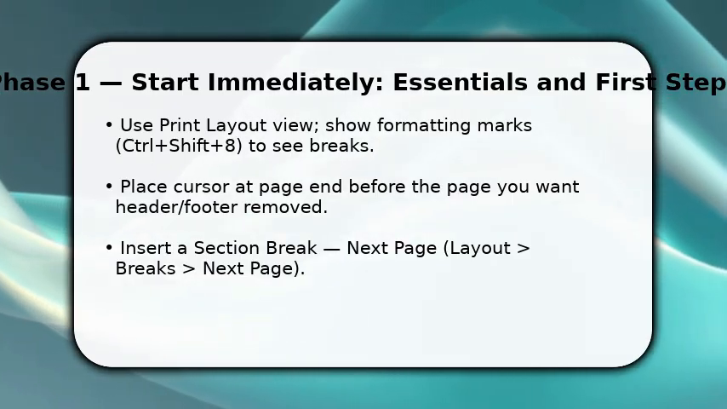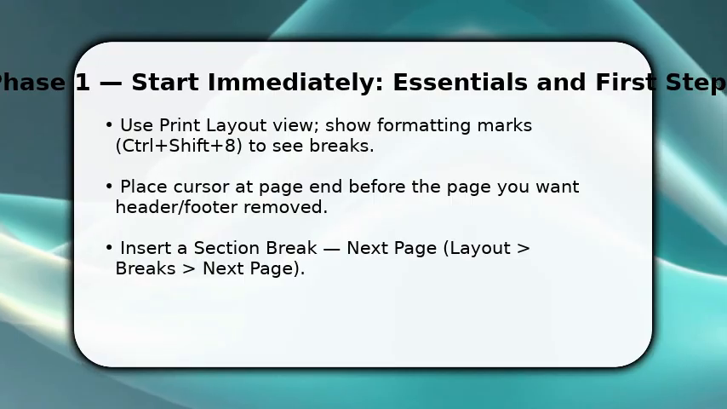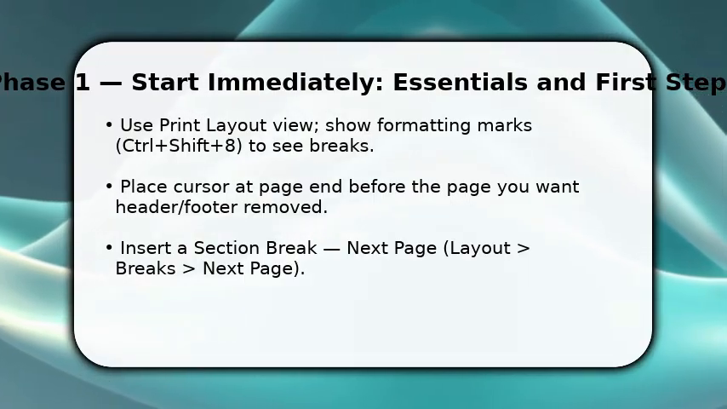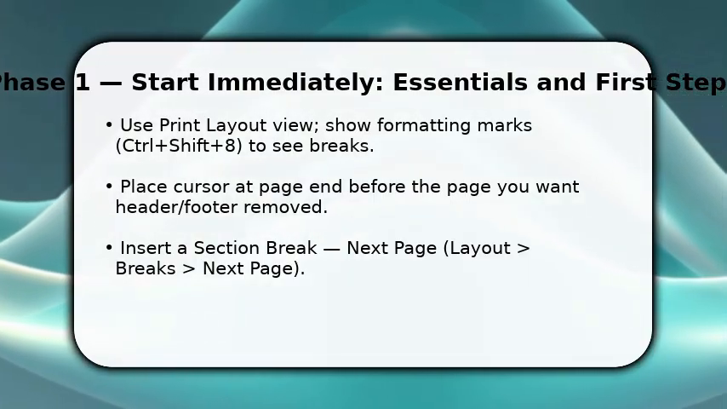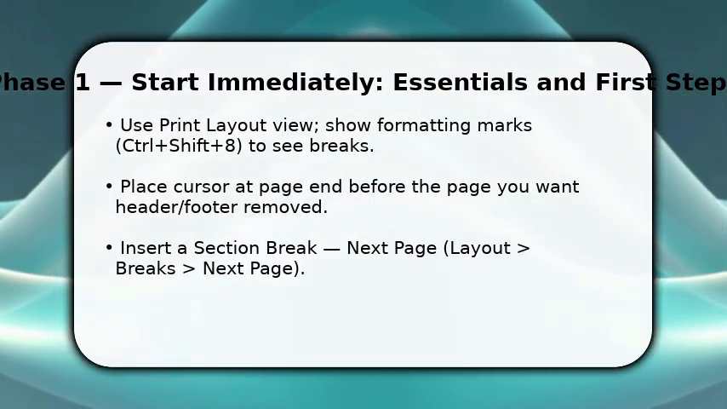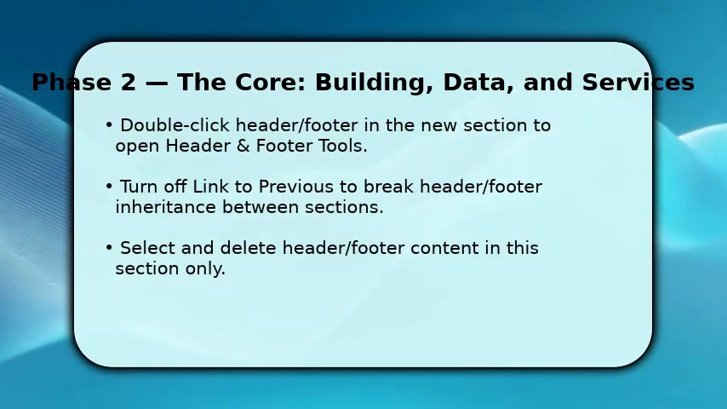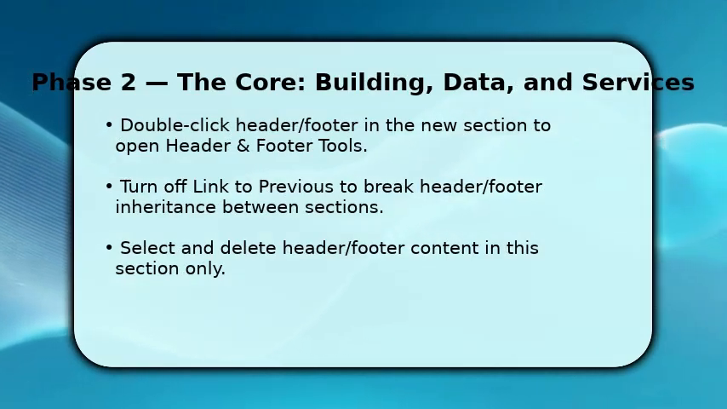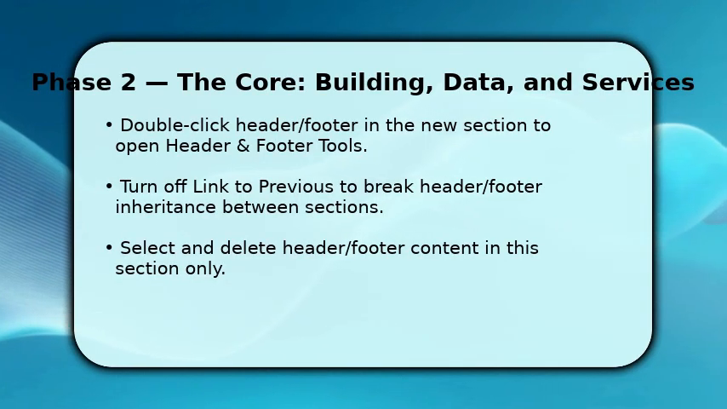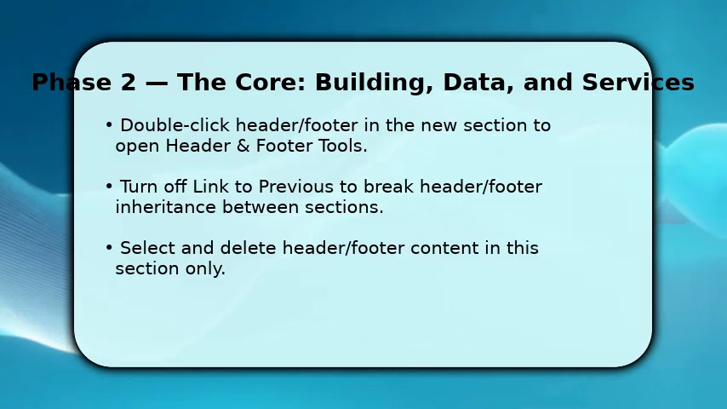That separation is the only reliable way in Word to change headers or footers for selected pages, because headers are section level, not page level. Once the new section exists, double-click the header or footer area on the target page to open the header and footer tools. Very important. Click Link to Previous to disable it. This stops the header/footer from copying from the prior section.